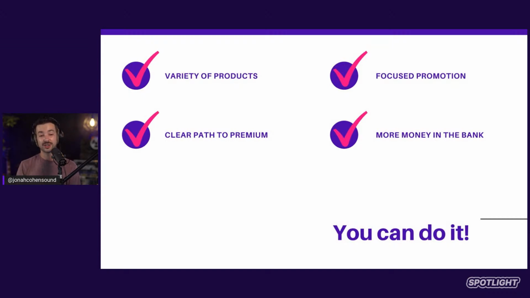You can focus your promotion on the free or cheap products, which are so much easier to sell, and trust that you've created a system that clearly promotes all your other products and a path for that customer to follow. And ultimately, you'll just have more money in the bank. Having a variety of products at a variety of pricing scales is so much easier to sell than one premium product. And once again, if you create this clear system, you can focus on those and let the premium product speak for itself.